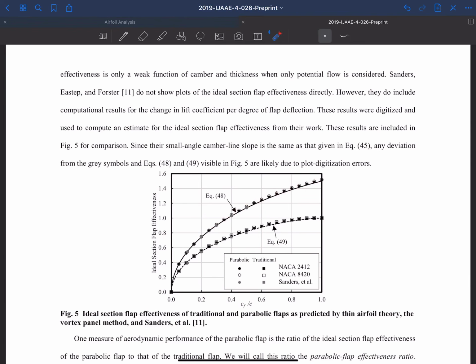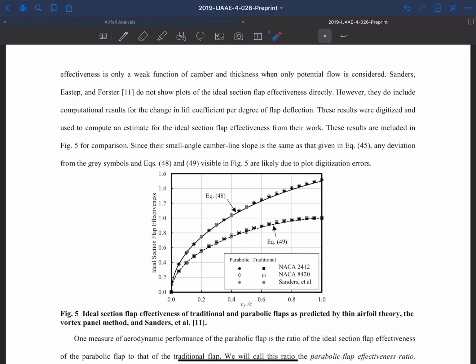or thickness. Now, of course, when we put experimental data on here, which we have for the traditional flap, that will fall a bit lower due to viscosity, which we're not accounting for here. So the experimental data is usually a little bit lower than the ideal data here.